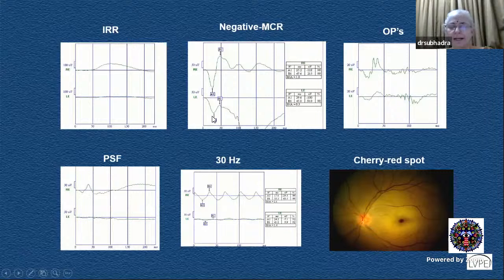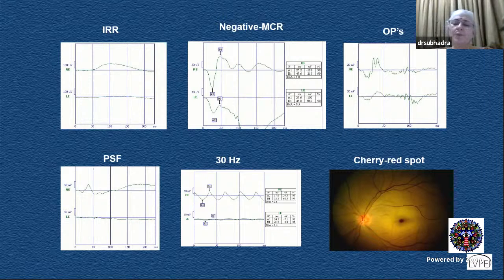Negative means we are having a negative wave, but we are not having a positive wave. And you can see here the oscillatory potentials are bad and the flicker response is also bad. But usually we don't do electrophysiology for acute CRAO because it is a clinical diagnosis. You can make it out by the cherry red spot and the RAPD and the sudden loss of vision.